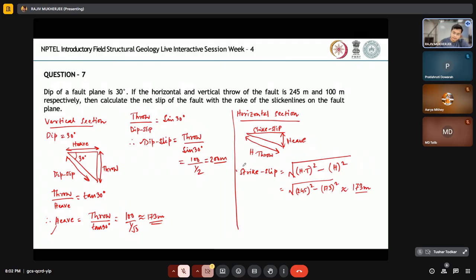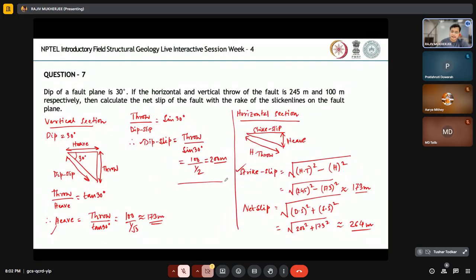And since we know the strike slip and the dip slip, we can calculate the net slip. Again from the Pythagorean relation, which is basically the dip slip square plus strike slip square under root, which is 200 square plus 173 square, which is fairly enough, it's around 264 meters. So this is the net slip amount.